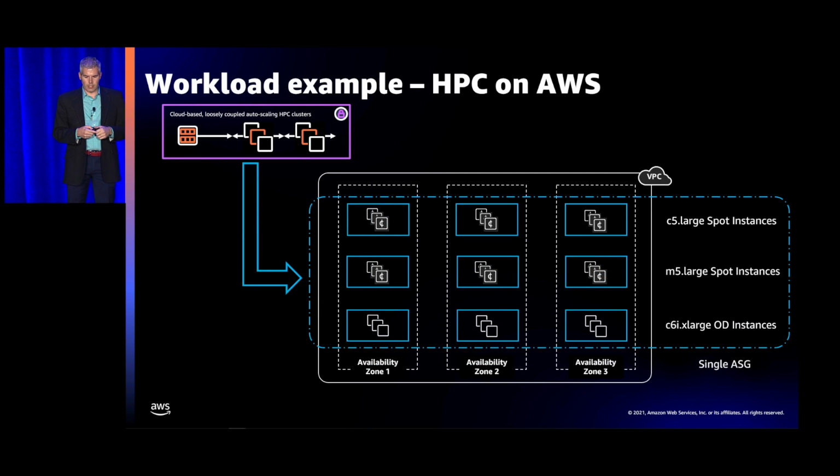My final HPC workload example here is an example of a customer who is using multiple availability zones, in this case, the 3 that I had mentioned earlier. And they're also using an interesting type of fleet here. They're running through C6i XL. OD stands for on demand. And we'll talk about the pricing thing here as well briefly as we go forward. And then M5 large spot and the C5 large spot instances.